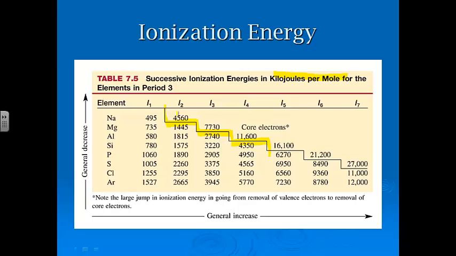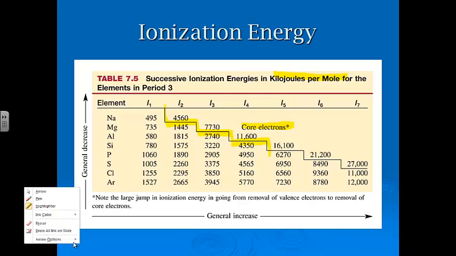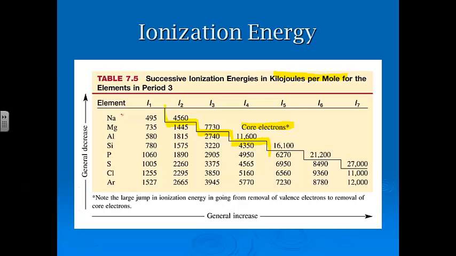But as soon as you rip that one away, look at the jump here. In order to take that second electron, when you get into the core, all of a sudden it jumps to 4,560. Same thing, magnesium. And if you think about this from an element standpoint, sodium forms a 1+, so that's the biggest jump. Magnesium forms a 2+. As soon as you get past that one, it's the big jump. Aluminum is a 3+.